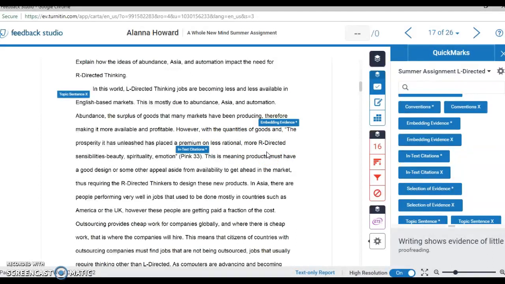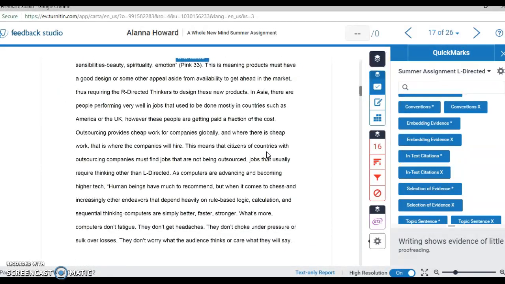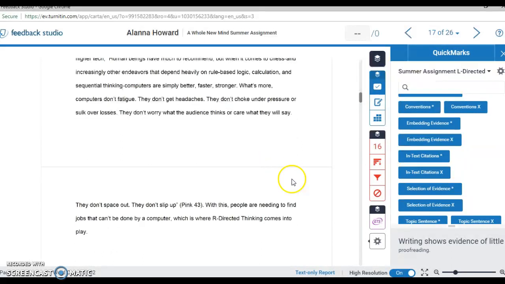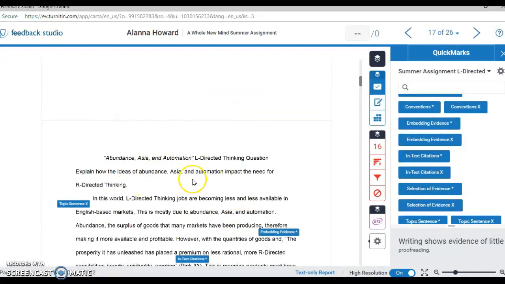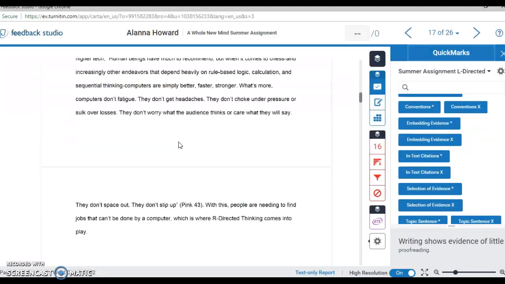Next, I looked at commentary. Again, Alana, I think you're on the right track here. You're not just regurgitating the quote and saying the exact same thing the quote did. The only thing I wished is, I'll look at this one as an example. You have this great quotation about basically how computers are way more efficient than a human is. And so then you say, well, that's why people need to find R-directed jobs, which I like because it does tie back to the question. But I want to know a little bit more about why computers can never do those things, if that makes sense. Like computers can't empathize or they can't play or whatever. So I think just maybe expanding your commentary a little bit could help.